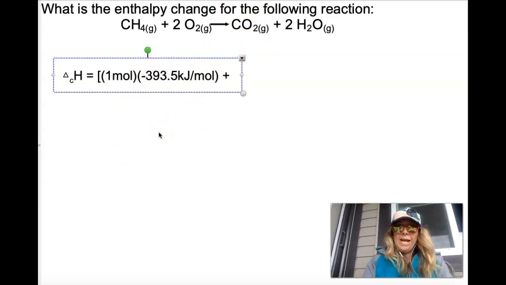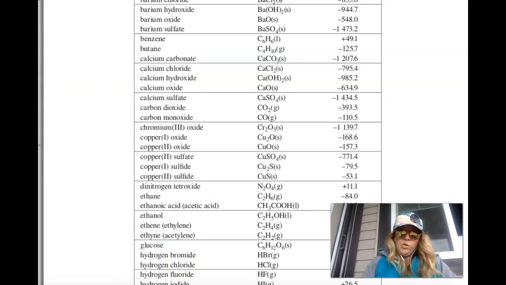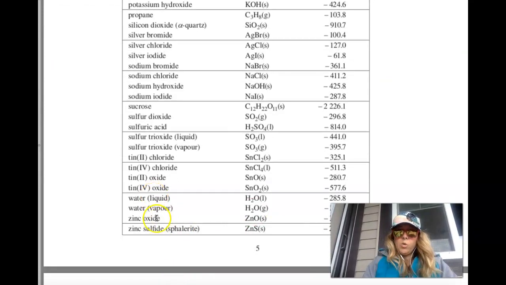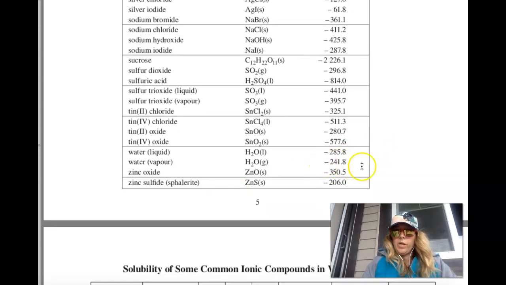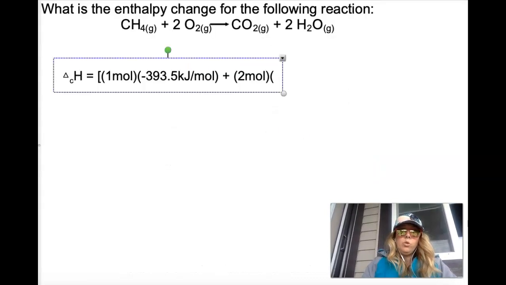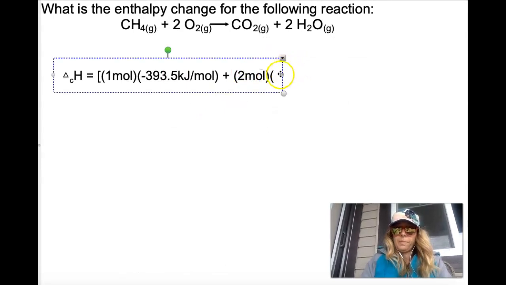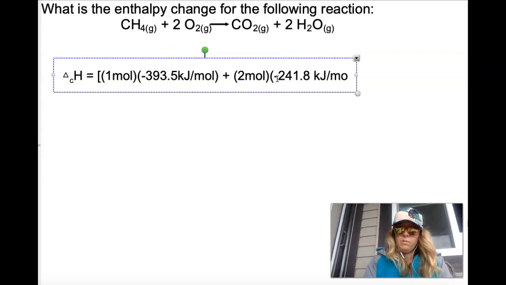Okay, then we are going to add, because it's the sum of the products, our other product. So we have 2 moles. Okay, we then need to go find water as a gas. I've been mentioning all through the unit, you have to be careful with water. The reason you have to be careful with water is, look here, it's in here twice. Once as a liquid and once as a vapor. So you have to make sure that you are pulling the right number, because look, they're different numbers. So we had water as a gas, so negative 241.8 is going to be the number that we need to pull. So negative 241.8 kilojoules per mole.